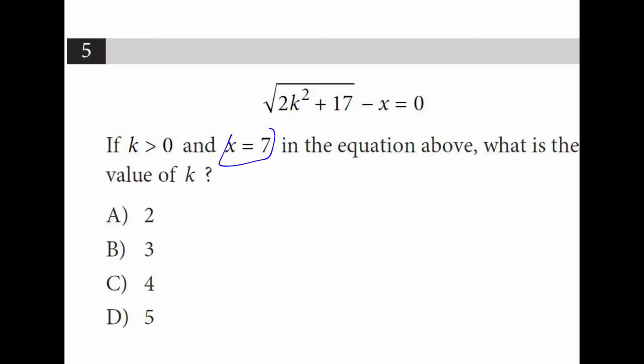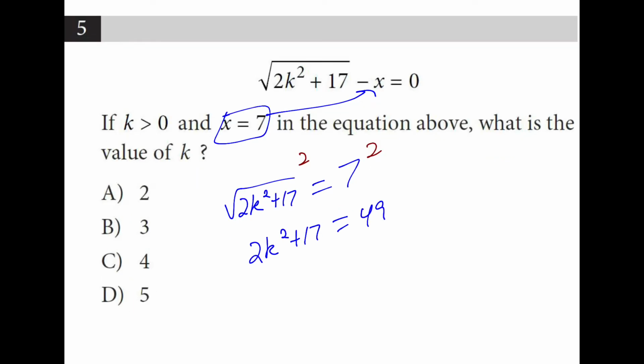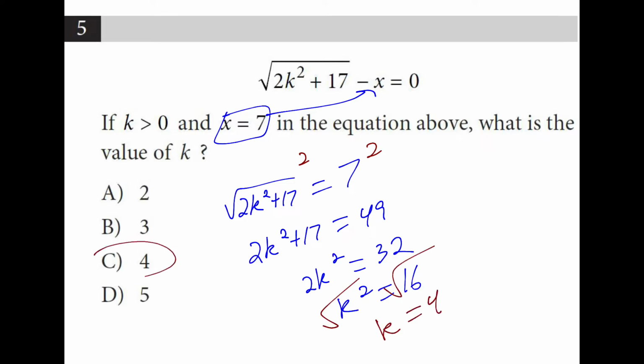They tell me that x is 7, so I can plug that in. I can add 7 to both sides. Then I'm going to square both sides to get rid of the square root. I'll subtract 17 from both sides. I'll divide both sides by 2. Then to get rid of the square, you can take the square root of both sides. So your answer is 4.